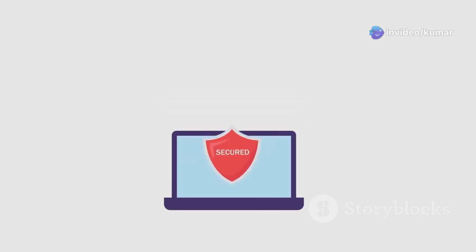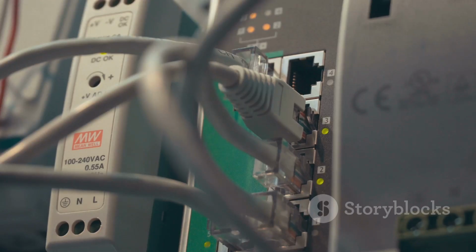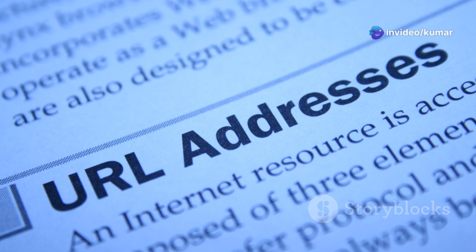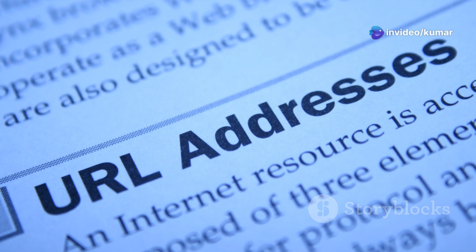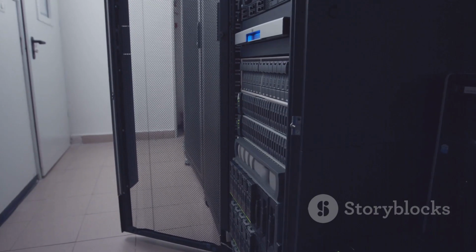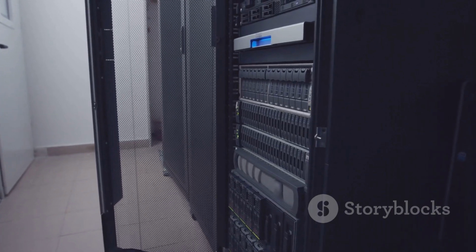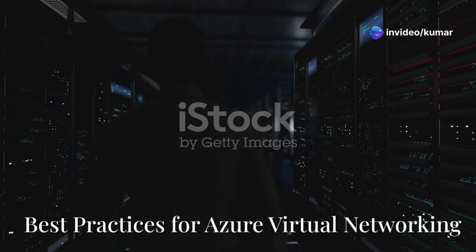Web Application Firewall, or WAF, protects your applications from common web exploits and vulnerabilities. URL-based routing directs traffic to different backend pools based on the incoming URL. For example, you can use Application Gateway to route traffic to different web servers based on the URL path. This allows you to host multiple websites or web applications behind a single gateway, optimizing resource utilization and simplifying management.